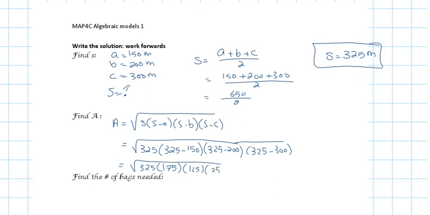Can you guys find me the answer for this whole thing? Ooh, that's too many people at the same time. 325 times 175 times 125 times 25, and then square root of that. That's a huge number there. 13,331.71. And that is area, so that is going to be meters squared.